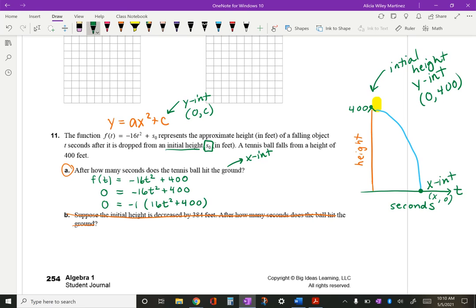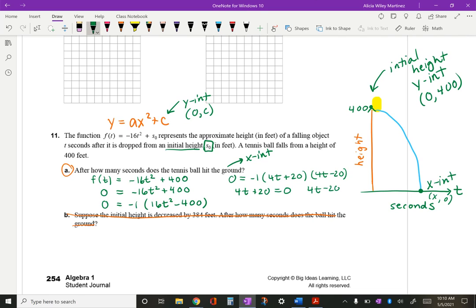Probably could have taken out a bigger number from there, but that's okay. Oh, this becomes minus. I messed up. That's a minus. And then I just keep solving from there. This is a difference of 2 squares, so 4t plus 20, 4t minus 20, and then zero product property to solve.